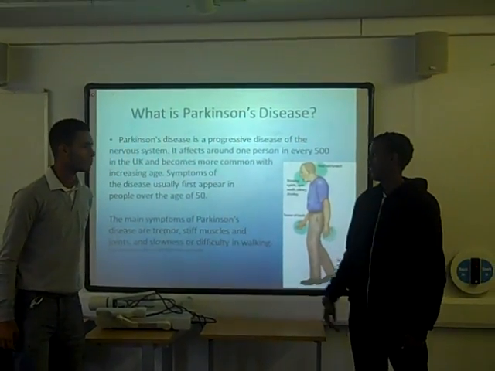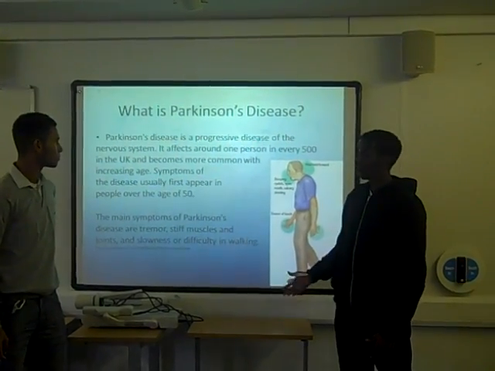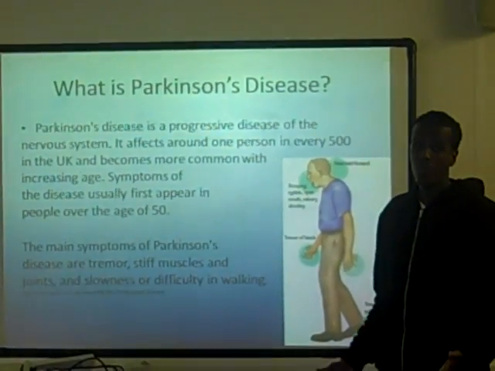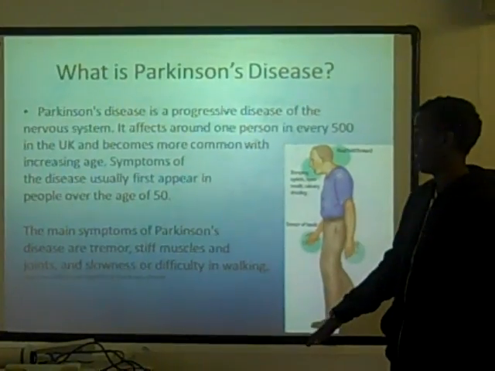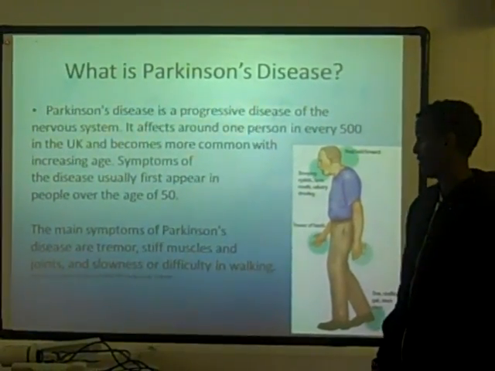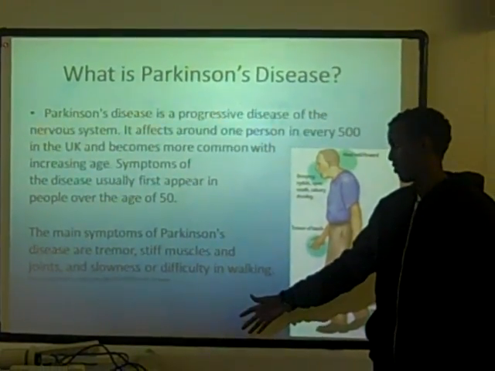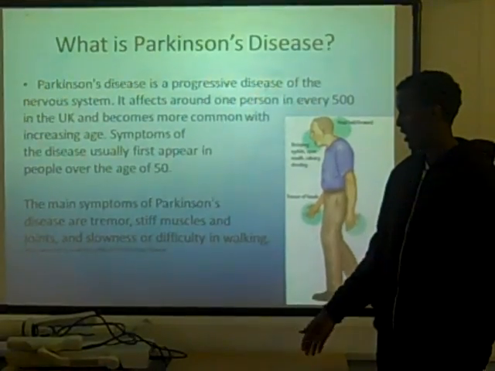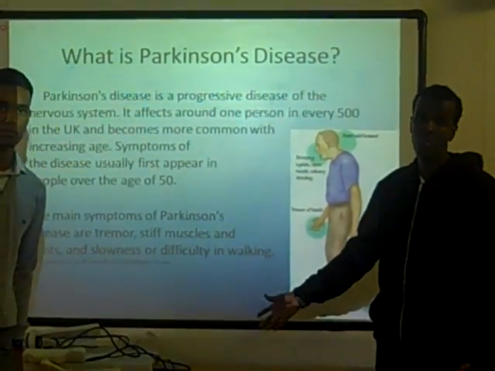What is Parkinson's disease? Parkinson's disease is a progressive disease of the nervous system, and it roughly affects 1 in every 500 people in the UK. The symptoms usually occur once you pass the age of 50. The main symptoms of Parkinson's disease are tremor, stiffness of the muscles and joints, and slowness or difficulties in walking.